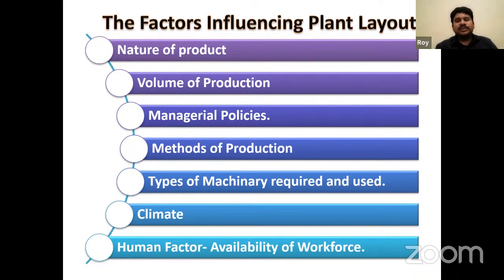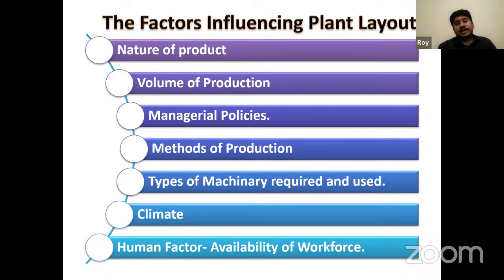Second thing is the volume of production. How many products will you produce? Volume means the number of products that you will produce. Managerial policies also matter. Every management has different policies, and based on their policies, the layout will be designed.